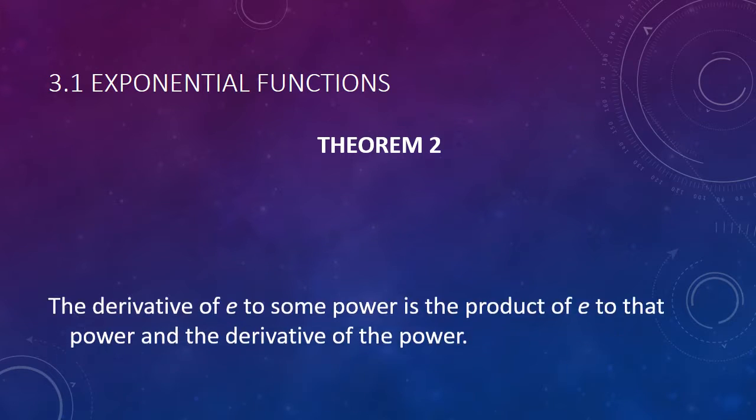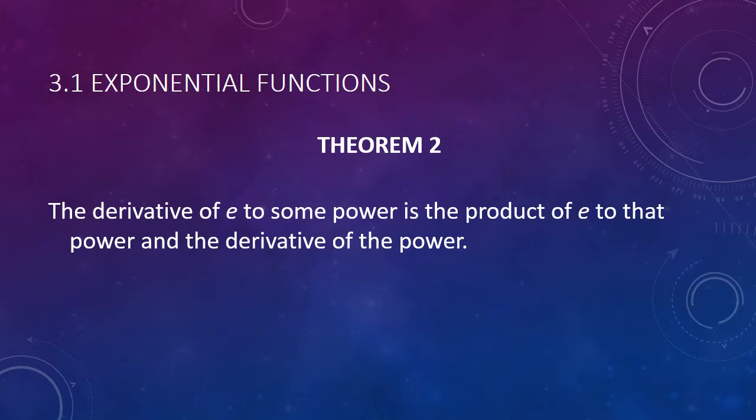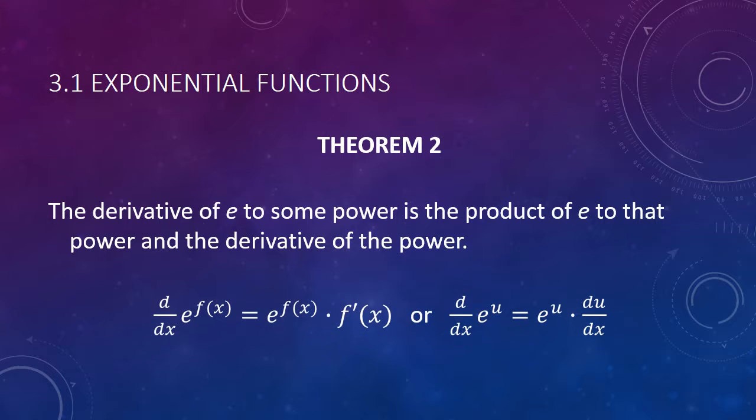Okay, theorem 2 tells us that the derivative of e to some power is the product of e to that power and the derivative of the power. This is actually our chain rule. In other words, when your power is more than just x, if it was something like 2x plus 3, the derivative of e to the 2x plus 3 would be e to the 2x plus 3 times 2. The extra 2 is the derivative of the power. So you do e to the power times the derivative of the power.